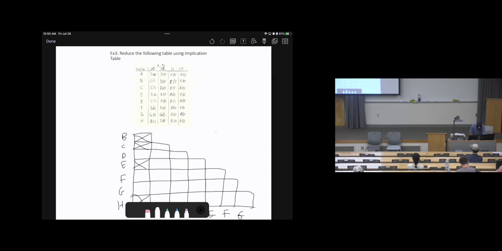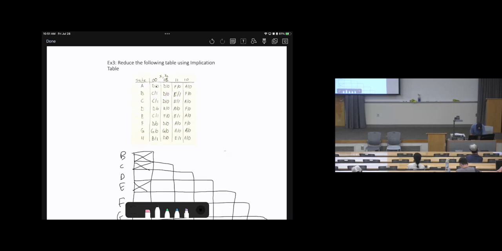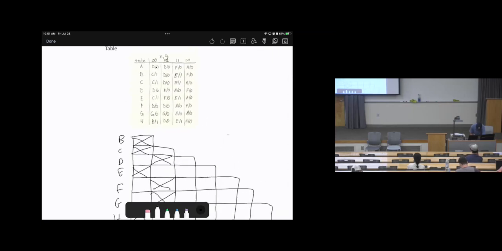Then let's look at B. B, which is 1, 0, 1, 0. Then is there any 1, 0, 1, 0 here? Yes, we have with C. We have with E. We have with H. C, E, H, don't cross them while crossing the rest. C, don't cross it. E, don't cross it. H, don't cross it.